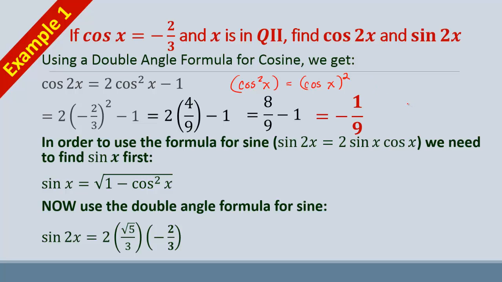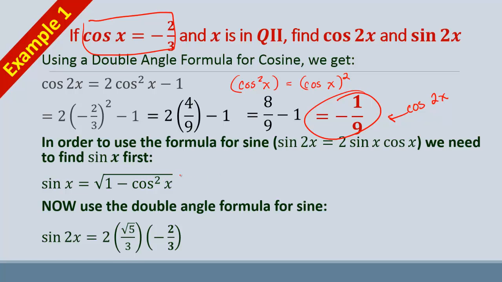So this answer that we got is cosine of 2x. You can see I took negative 2/3 because I was told this, plugged the negative 2/3 in here, minus 1, and simplified it down to negative 1/9. Pretty easy. Now, to use sine, I first needed to find what sine was.